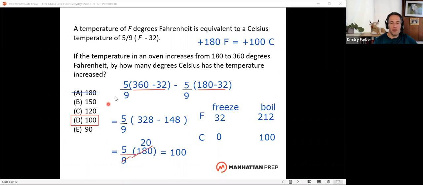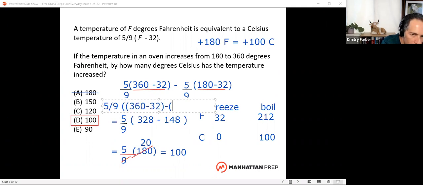Here, we weren't going to undo the 5/9. We weren't going to multiply back by 9/5, although then we definitely would not want to calculate this. But I didn't need to do so much work. I didn't even need to do the 328 and 148, because an intermediate step might have been, hey, what's 5/9 of (360 minus 32) minus (180 minus 32)? And if I run that out, those 32s are going to cancel each other out. So recognizing that.